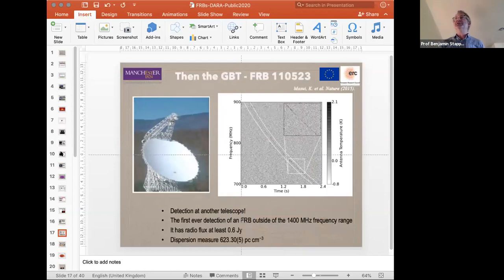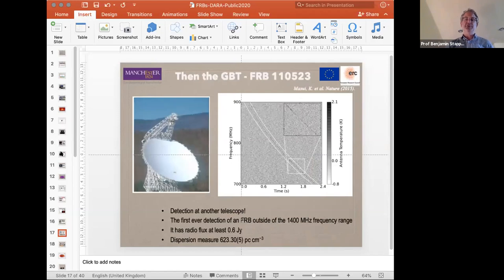this burst was actually discovered in data that had been recorded for a project, I think it was to look for baryonic acoustic oscillations, actually, using the GBT. This group realized that they had some very high time resolution data, very raw data that they'd taken from the telescope. And so they went through and they analyzed it. And what they found was this burst.